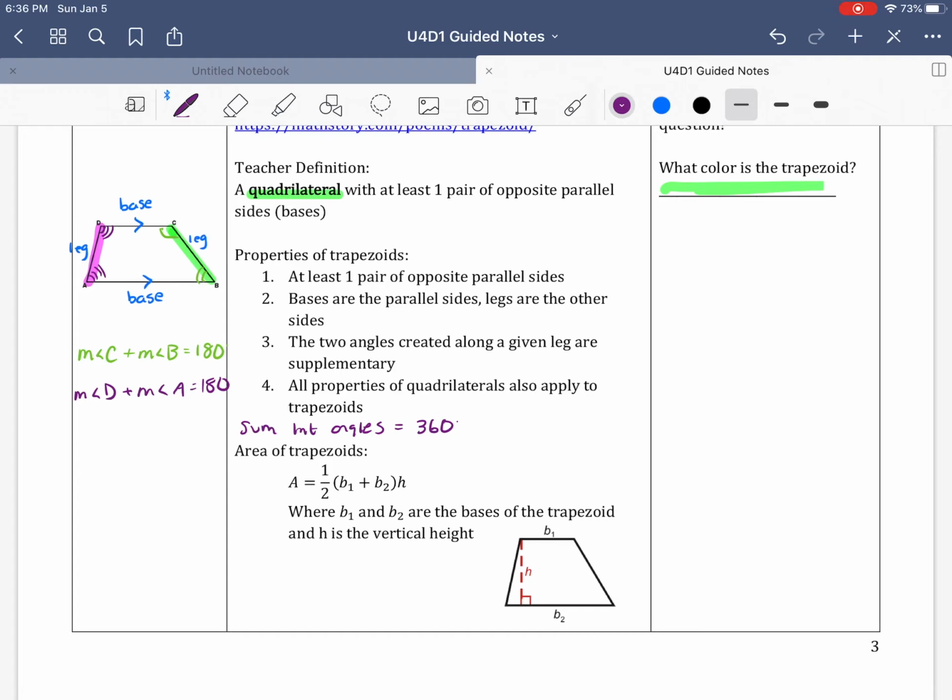Now, in order to find the area of trapezoids, we use the area equation. Area equals 1/2 the sum of the bases times the height. Now, this is really important, what we identify as the height. It is a vertical height. It is the line that connects base 1 to base 2, creating a 90-degree angle. And then again, your bases are the sides that are parallel.